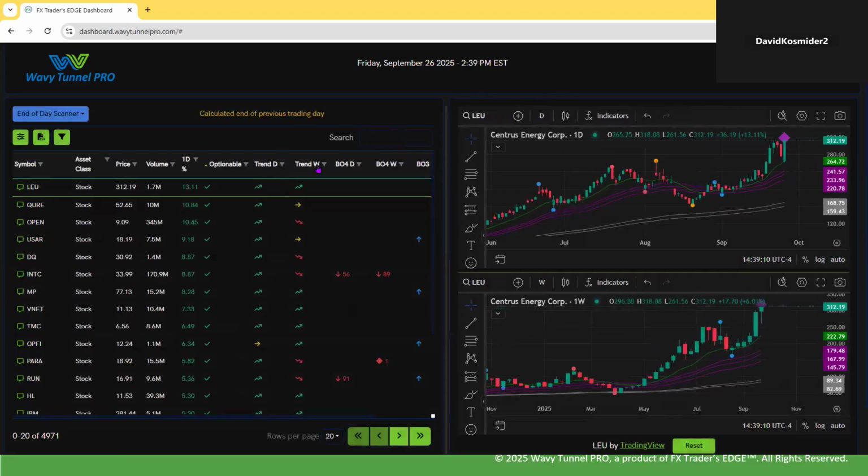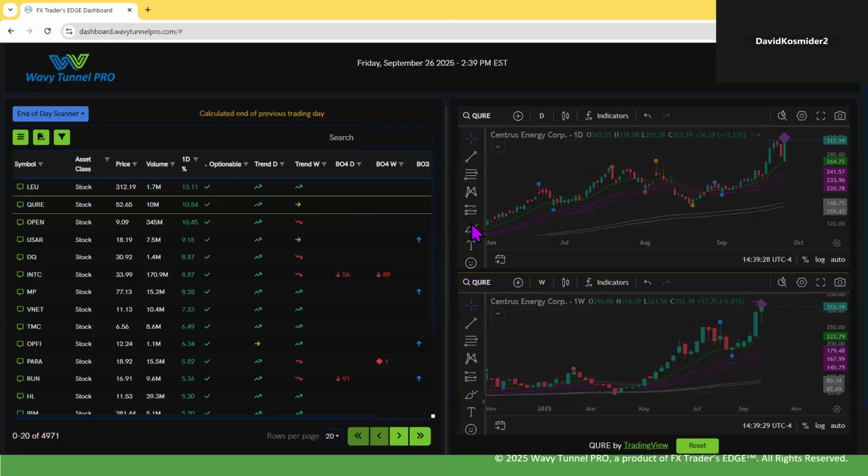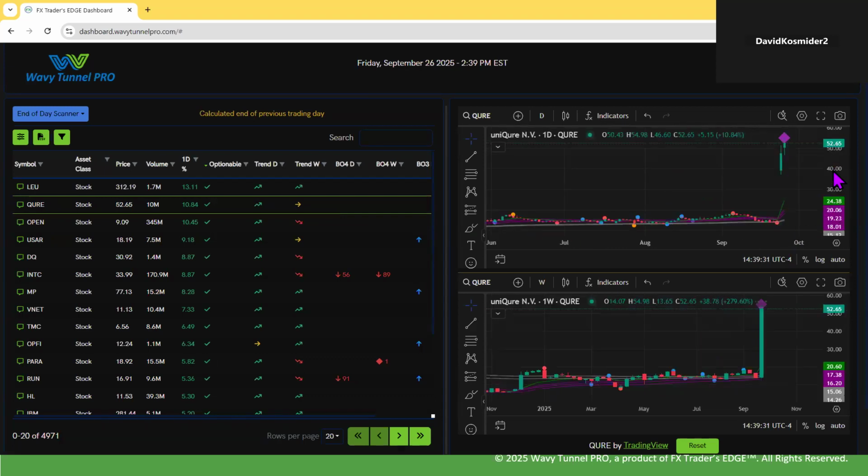The trend weekly, if it's green, it means that the trend is up. Same with the daily. So on this stock, both the trends are up, daily and weekly. And what that means is that the wave is above the tunnel. That's what simply it means. The wave is above the tunnel. If we click on the next one for the weekly, oh, we had a big jump here. The wave is in the tunnel, so it's yellow.